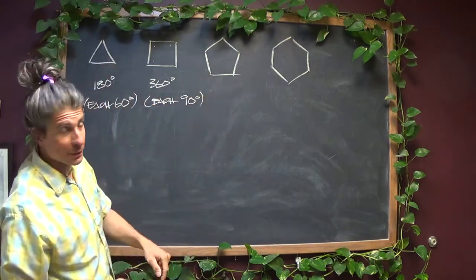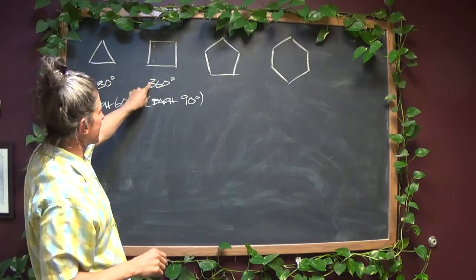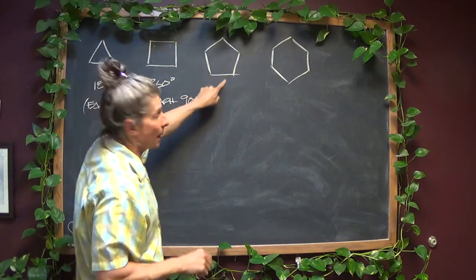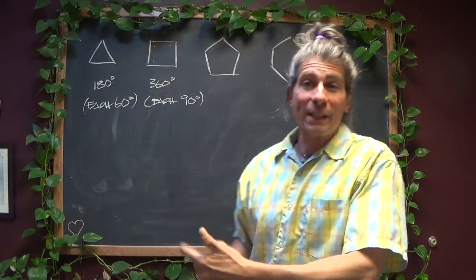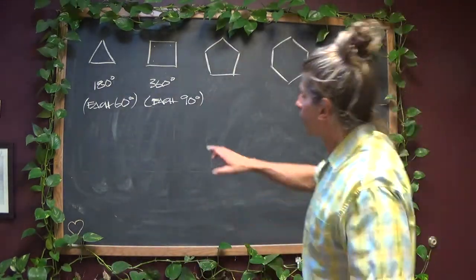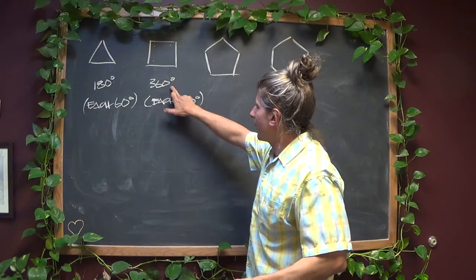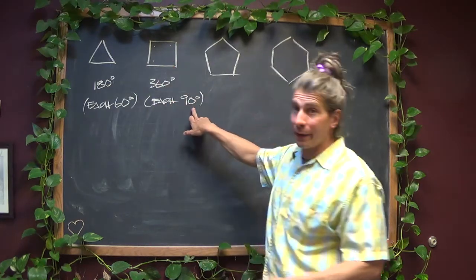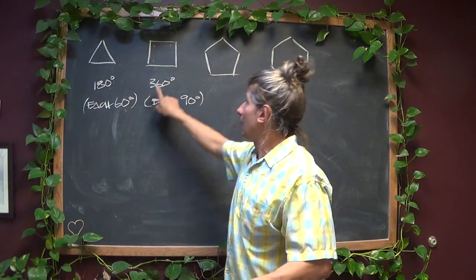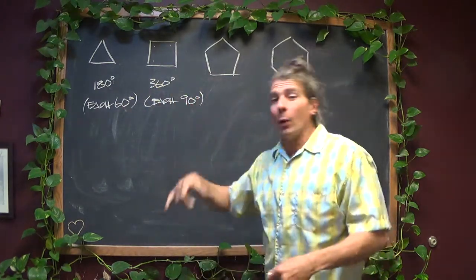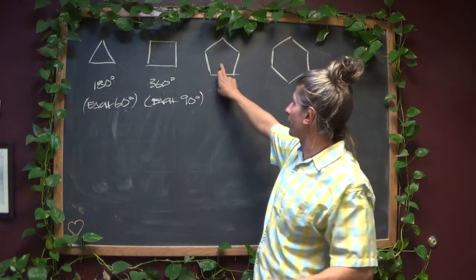Pentagon, this is where it starts getting interesting. So 180, 360, how many total degrees does this add up to? And conversely, what does each of those angles have to be? Well, if we can figure out the total number of degrees, we can just divide that by the number of sides to get what each angle has to be. Like 180 divided by 3 is 60. 360 divided by 4 is 90. What we've got to do is figure out how many degrees are in this.